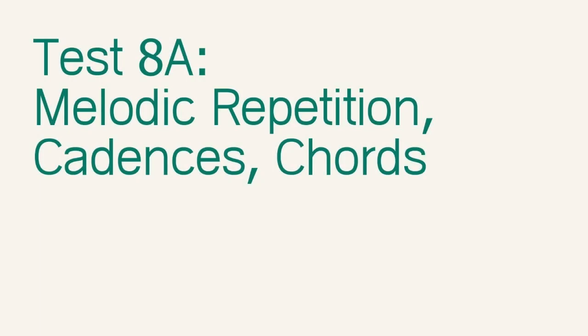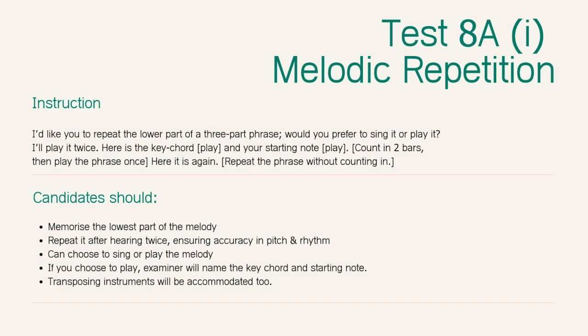Test 8A is divided into 3 parts: melodic repetition, cadences, and chords. For melodic repetition, here is the instruction. I would like you to repeat the lower part of a 3-part phrase. Would you prefer to sing it or play it? I'll play it twice. Here is the key chord and your starting note. Then the examiner counts in 2 bars, then plays the phrase once. Here it is again. The examiner repeats the phrase without counting in.